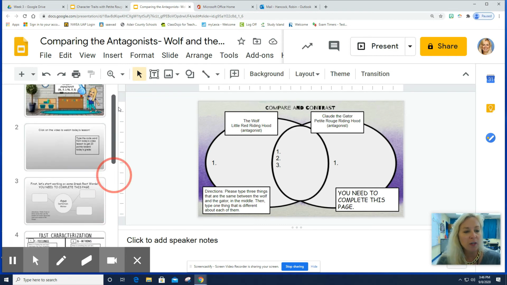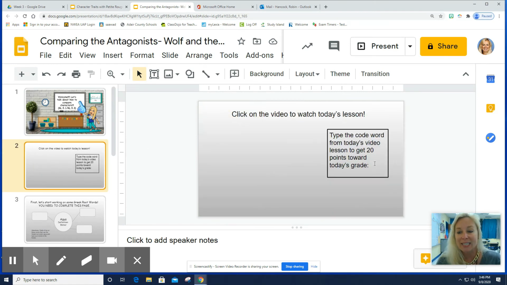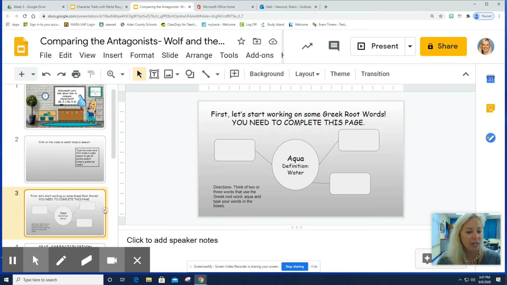So just to review, to complete this lesson today, you will need to type the code word. Today's code word is ice cream. If you have ice cream typed in this box, when I get your work, then you will get 20 points.